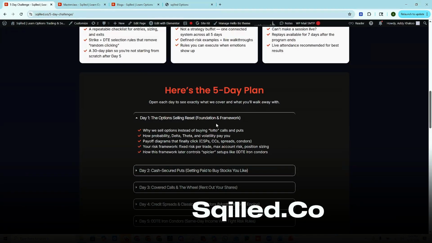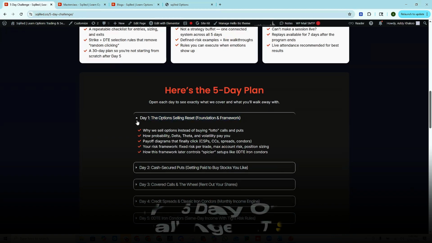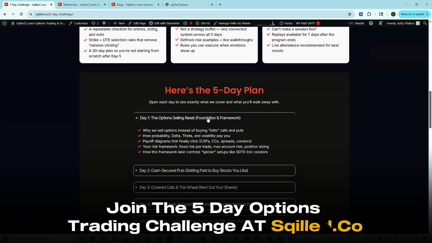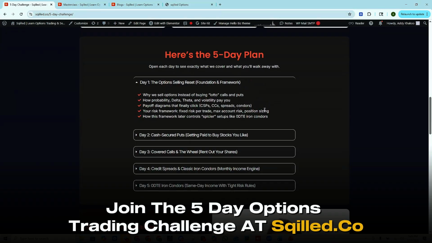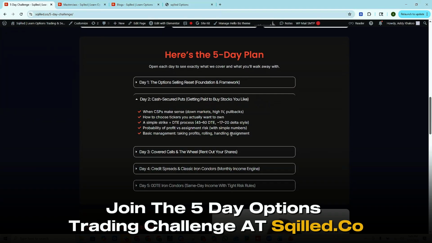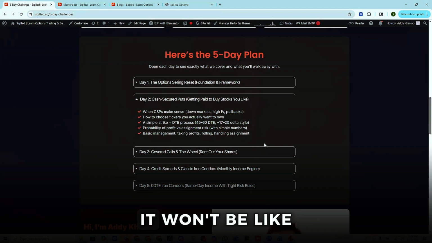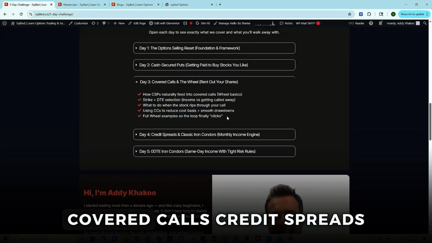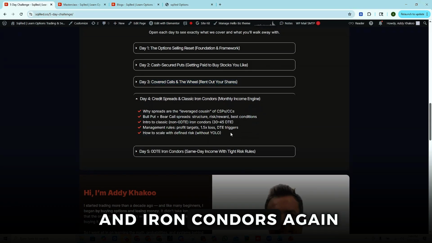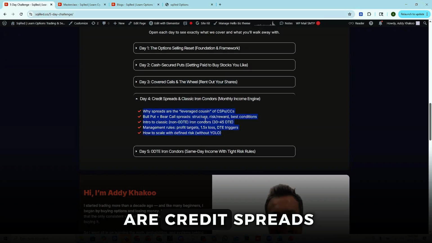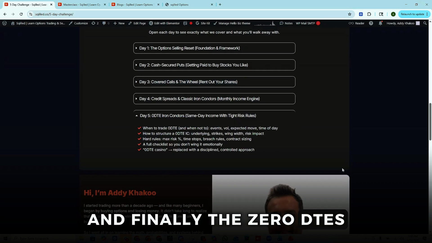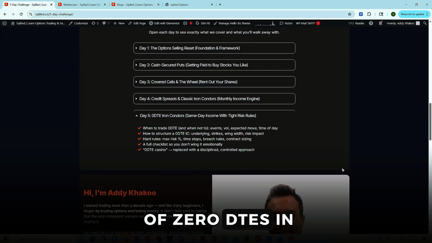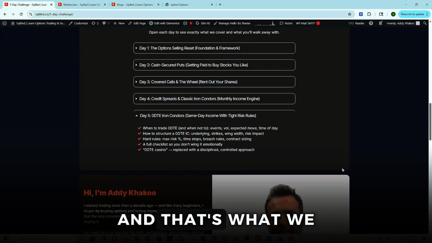Here's the 5-day plan. We will start with the basics. I will show you exactly how things work in the options market, payoff diagrams and everything. Then we get into the real stuff, which is straight away we put the trades on. It won't be live because the markets will be closed, but we will set up the trades based on our mechanics, how we do it: cash secured puts, covered calls, credit spreads, and iron condors. Again, our favorite ones here are credit spreads. And finally, the zero DTEs. We trade a lot of zero DTEs in the index option space, and that's what we are going to teach and show you.